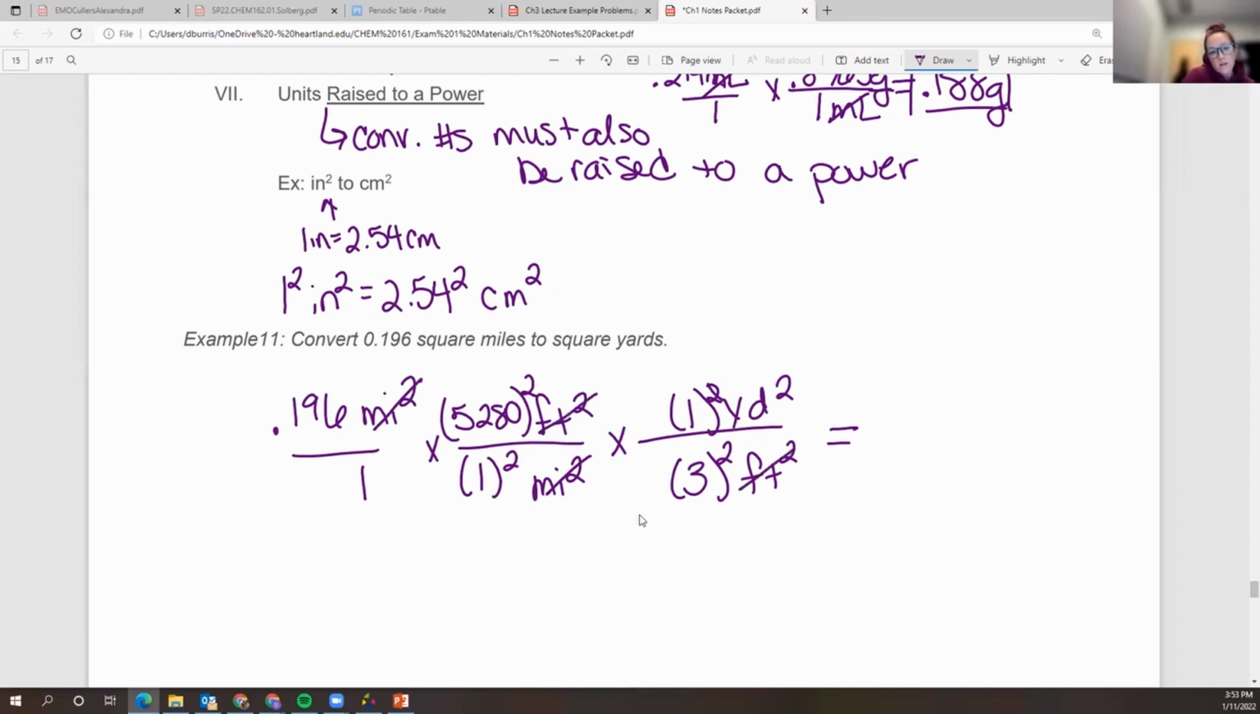Now, 1 squared is just 1, so you can ignore those. So I'm just going to do 0.196 times 5,280 squared divided by 9, which is 3 squared, right? And I would get, and I'm going to round, 607,000 square yards. So give that a try on your calculator. I rounded to 366. That's how many was in the problem I gave you.